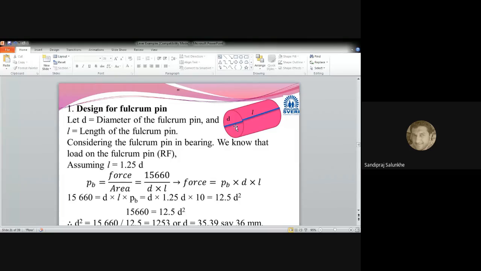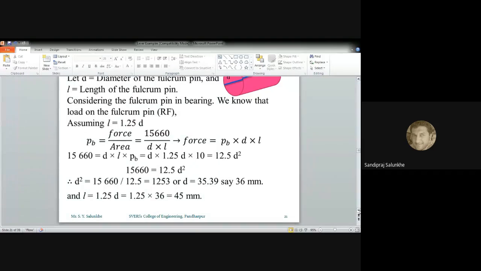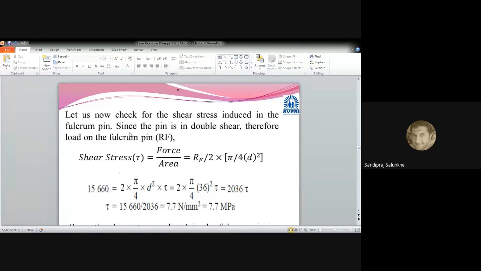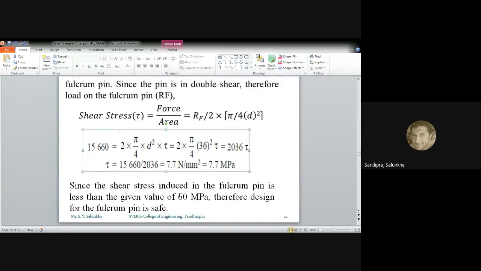and then afterwards we have designed the fulcrum pin, considering D as the diameter and L as the length of this fulcrum pin, and by equating the bearing pressure and the force which is acting on this pin, and that force is naturally the reaction coming at the fulcrum. And then we have checked it by means of shear stress, double shear, and we found that this double shearing stress is 7.7 megapascal, which is well below this 60 megapascal.